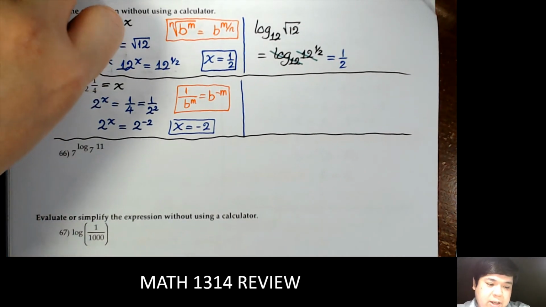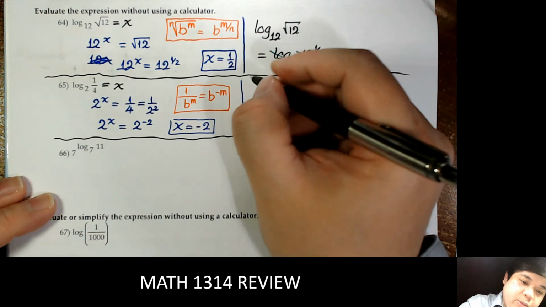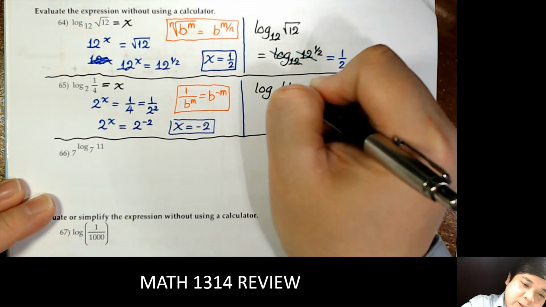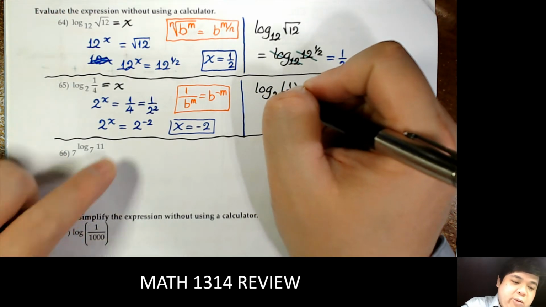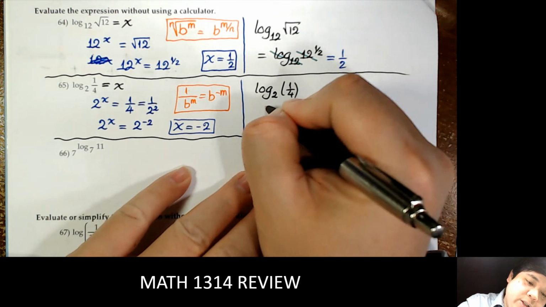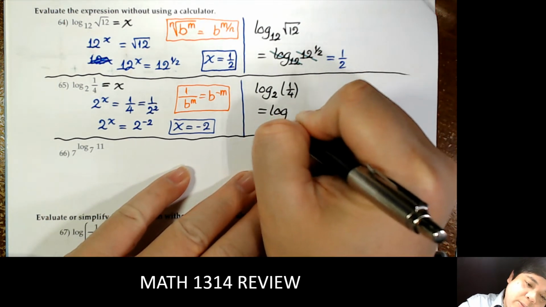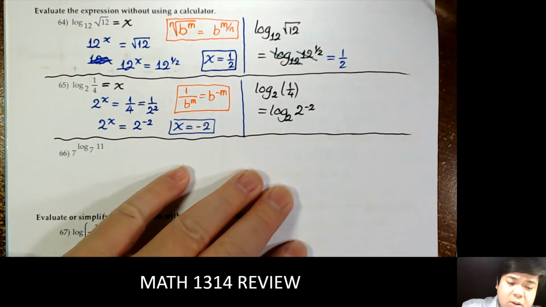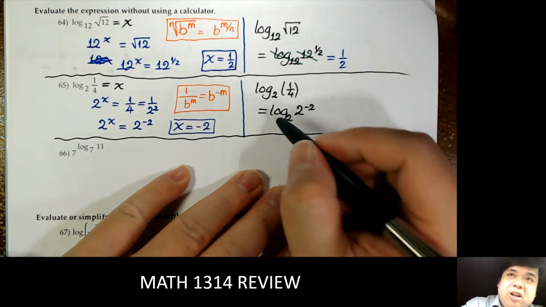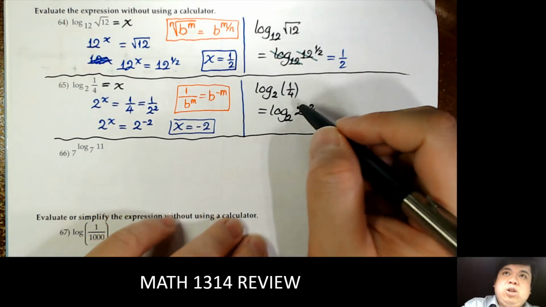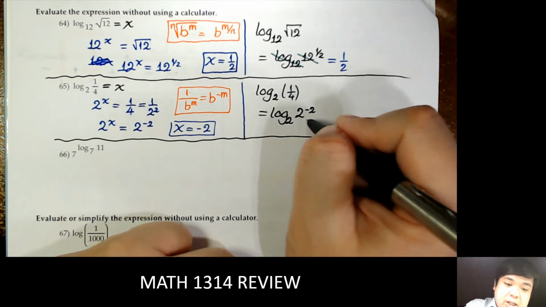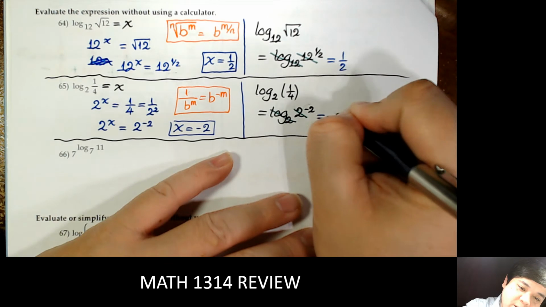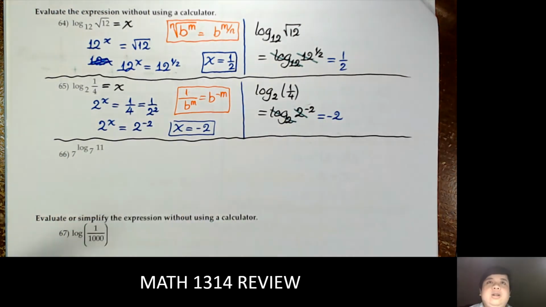Another way to do this is we use the properties of the log base 2 of 1/4. 1/4, we're going to write as 2 to the negative 2. Now the bases are the same, so the log and the exponential are compositions of each other, so they just cancel out, giving us negative 2. Like that, either way works.